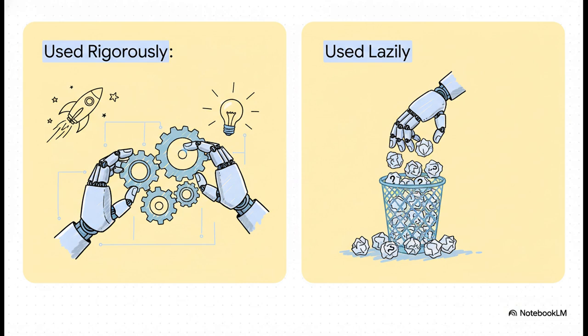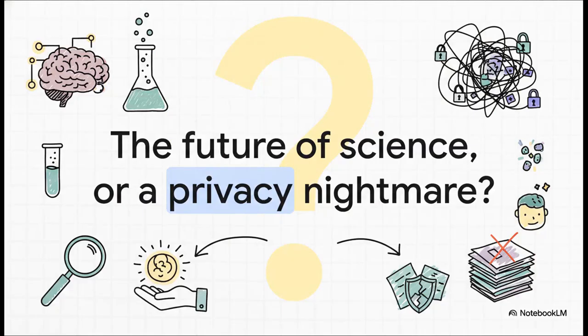There are two paths here. If researchers use it with rigor as a powerful assistant to double-check their work and speed up the grunt work, it could genuinely accelerate breakthroughs in things like medicine and climate science. But if it's used lazily, it will just end up validating everyone's worst fears about a wave of AI-generated junk science.